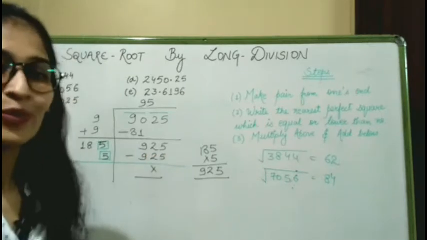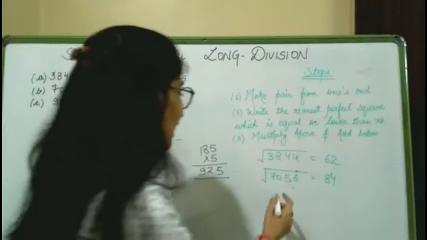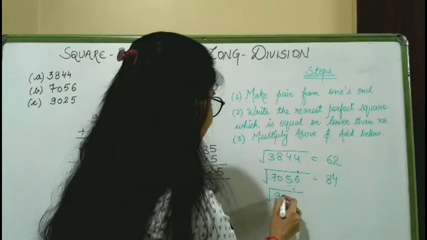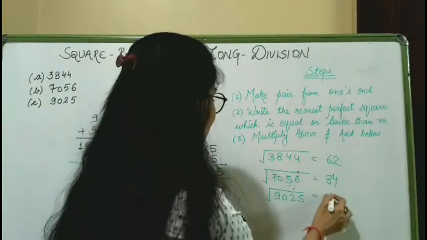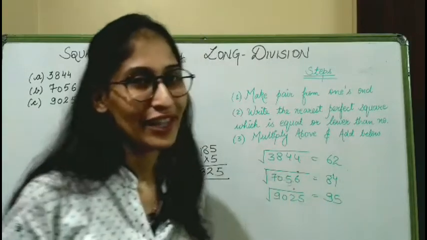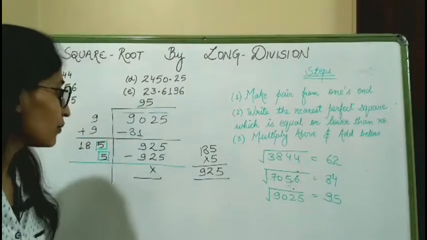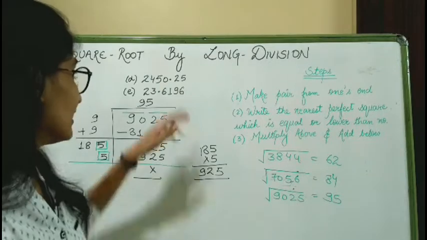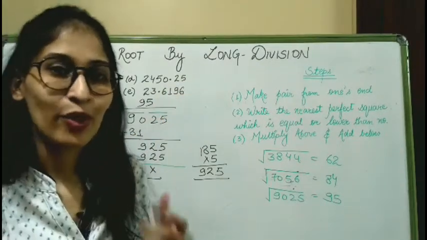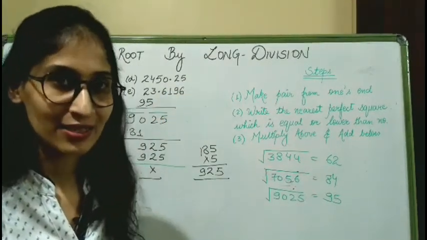Remainder is 0. So the square root of 9025 will be 95. So till here we are done with the simple numbers. Next is finding the square root of numbers with decimals.